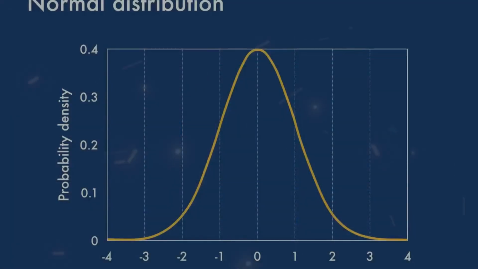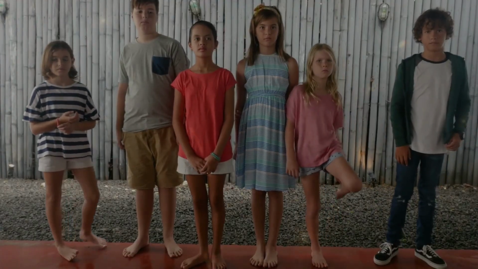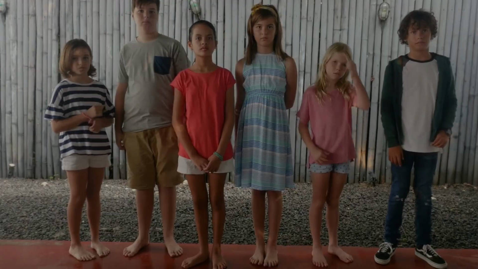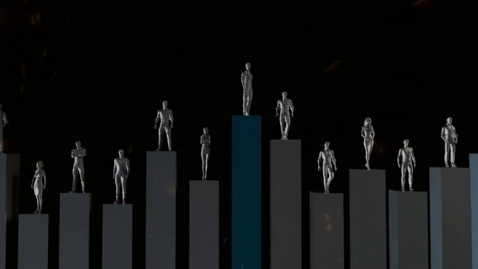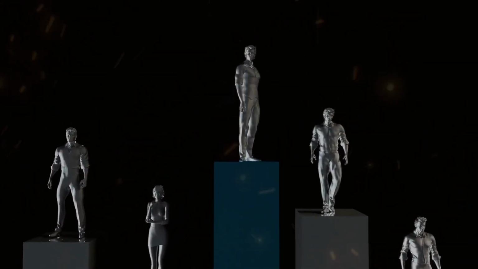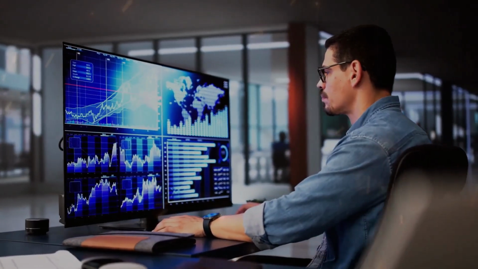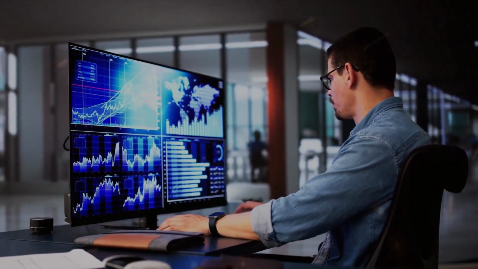Imagine you're trying to understand the distribution of heights in a population. Z-score normalization would tell you how many standard deviations away from the average height each individual is. This standardization allows for easier comparison of features with different units and ranges. It's like speaking a universal language that all features can understand.